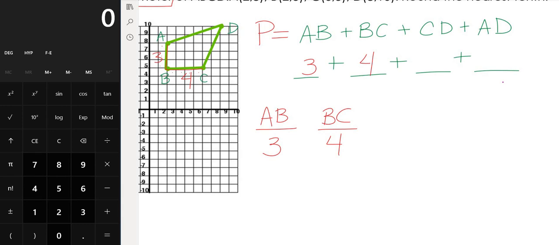Next, I have CD. Now notice CD is slanted. It is diagonal. I can't just count the boxes. I have to do the Pythagorean theorem or the distance formula. I'm favoring the Pythagorean theorem, so I'm going to go ahead and do the Pythagorean theorem. Go ahead and zoom in.